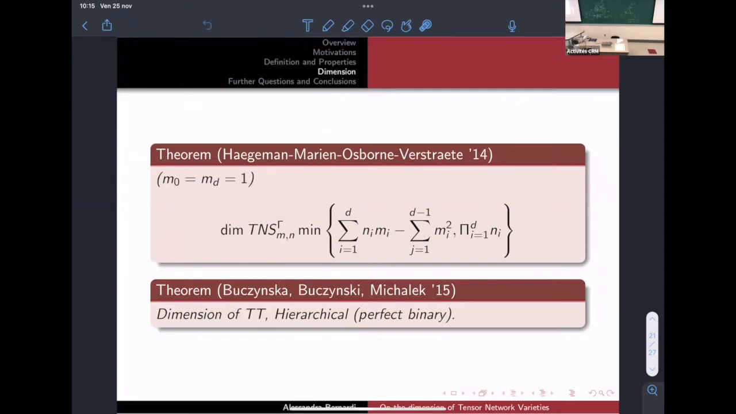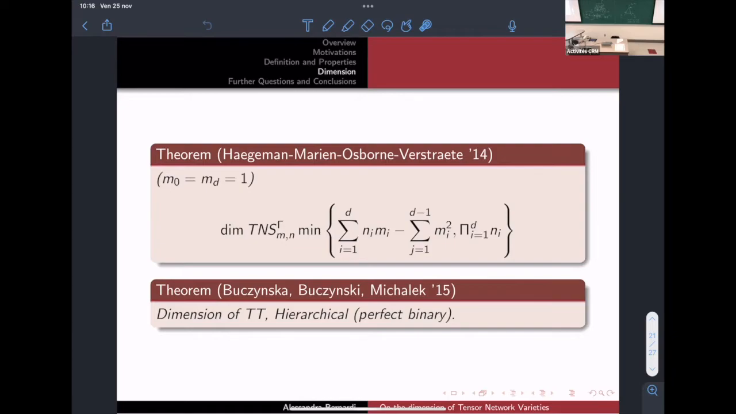These are the 2 theorems that I quoted already before. So this is for matrix product state with what's called the open boundary condition. And so here is the result. This is exactly what you expected.